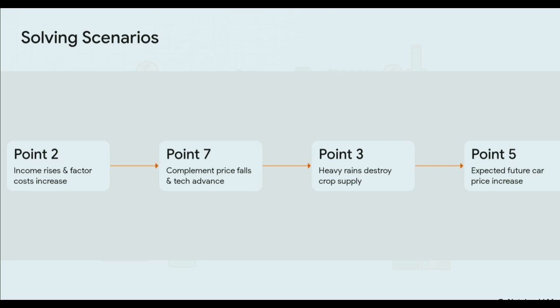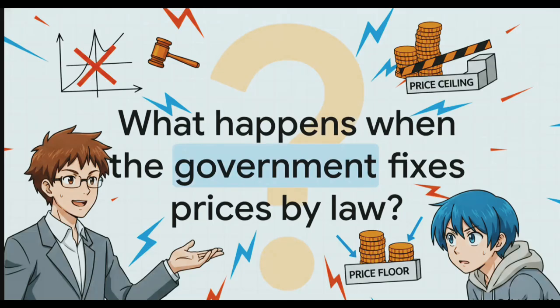Excellent work. You just predicted complex market movements like a true economist. You've fully mastered how free markets find their balance. And honestly, you should be super proud of your hard work today. But I want to leave you with one final dramatic thought. What happens to this beautiful, perfect equilibrium when the government suddenly crashes into the arena and fixes prices by law? What actually happens when we introduce price ceilings and price floors?